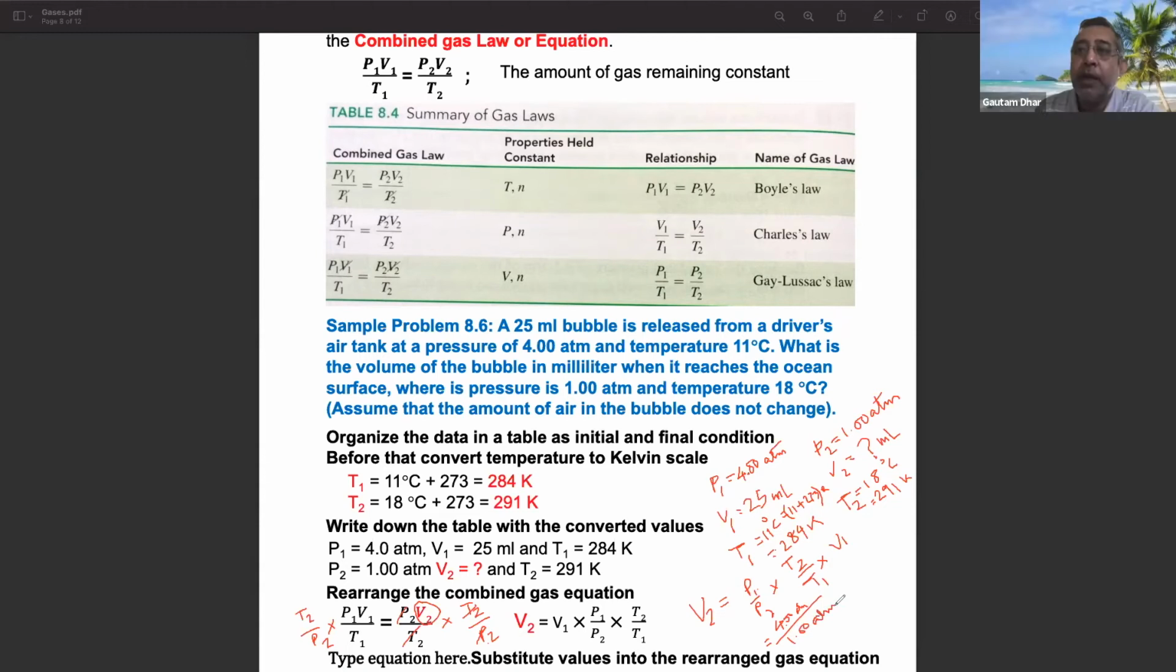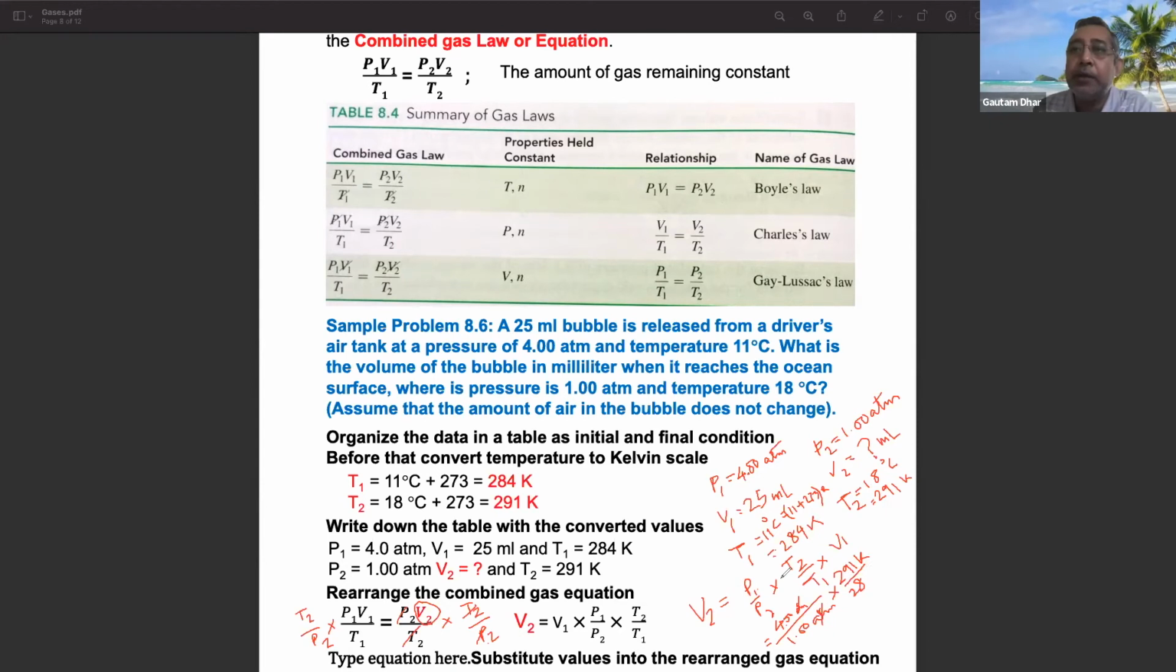So your ATM and ATM is going to cancel out. You know that. And then you have T2. So T2 is 220 Kelvin. So you have to write it very systematically, otherwise it's very easy to get it wrong, okay? Because there are so many variables. And 284, right? So you divide and multiply?